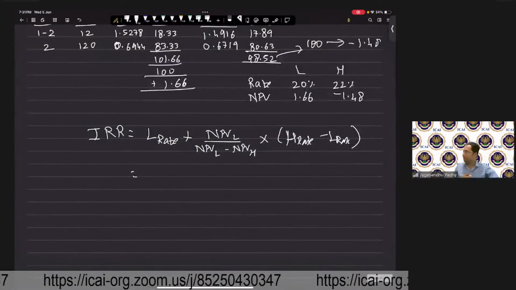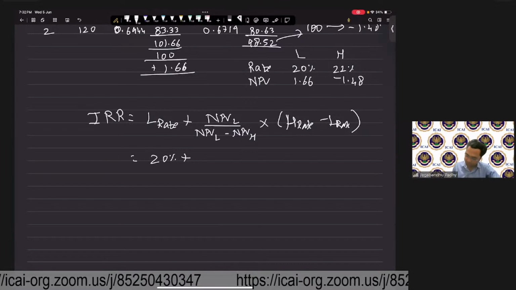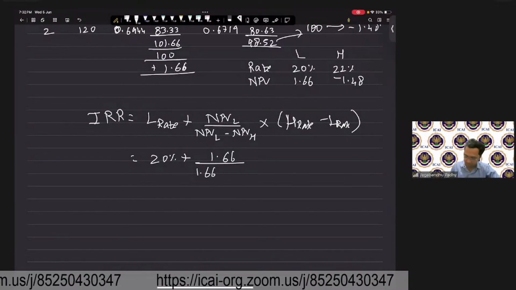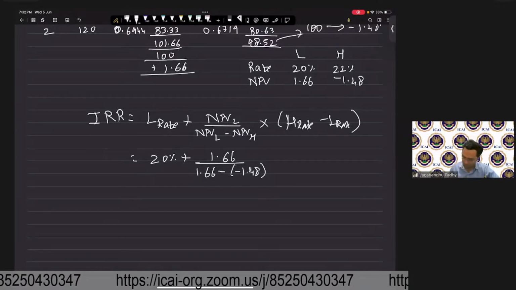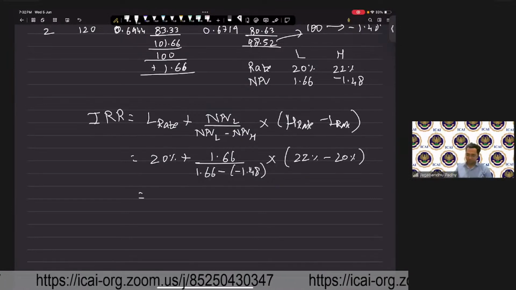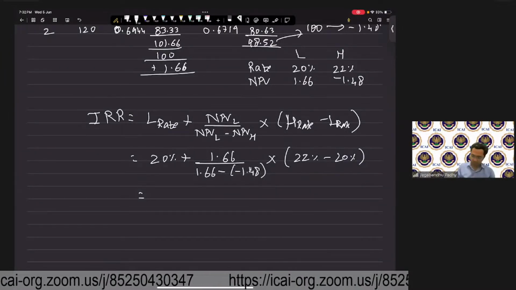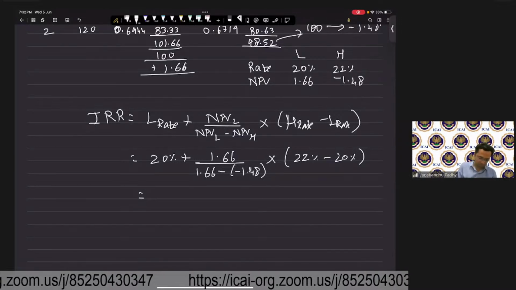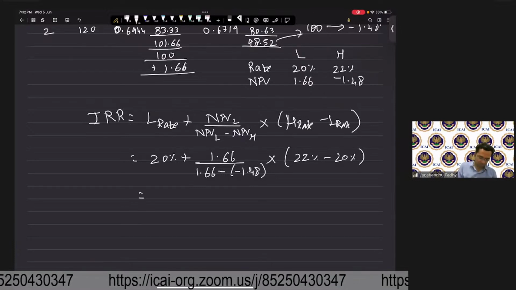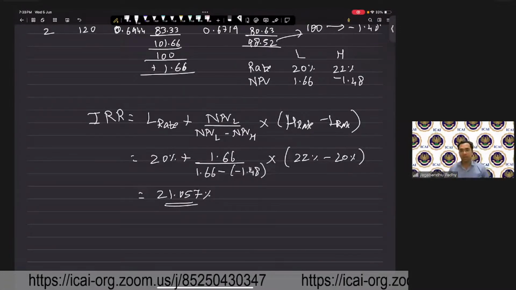Can we compute these numbers quickly? Lower rate is 20% plus NPV of 1.66, the whole upon 1.66 minus of minus 1.48, into the difference between the rates, which is 22% and 20%. What is this number, guys, by the way? 1.66 divided by... so you get it as 21.057% as the IRR.